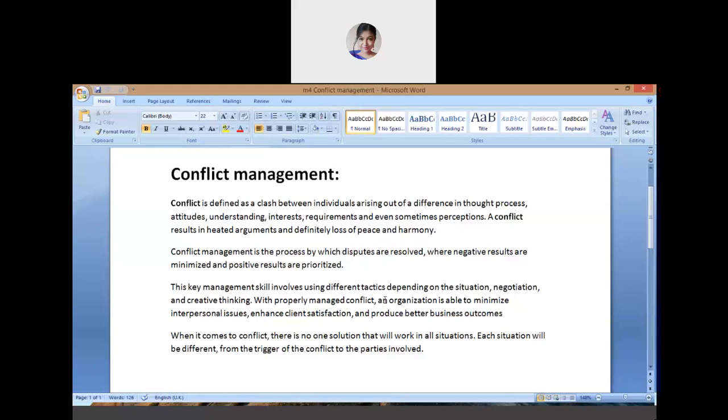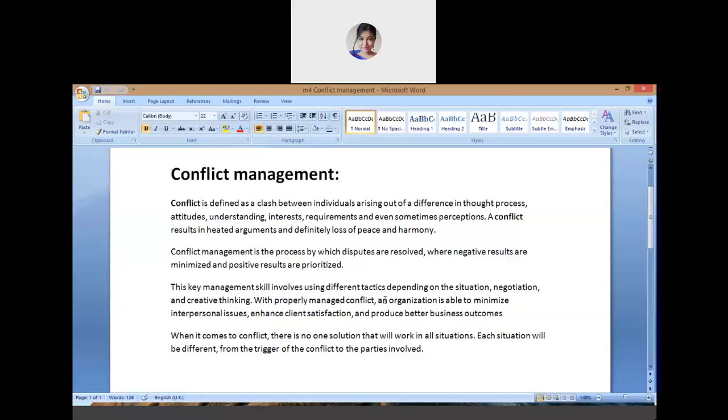It can also help to enhance the satisfaction of the clients. It can enhance client satisfaction, and it can also produce better business outcomes. A well managed conflict will always help the people or the organization to enhance their business, to produce better business outcomes. But a conflict which cannot be managed properly might create a lot of problems in the future. So that is why you must not leave a conflict.